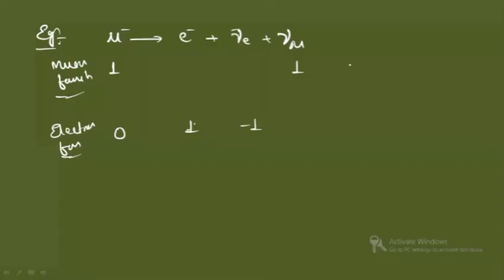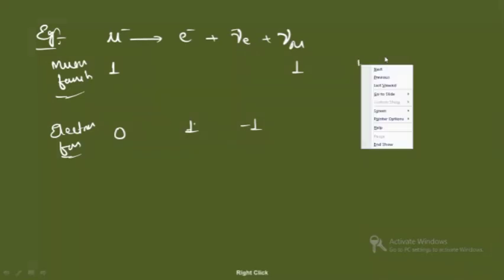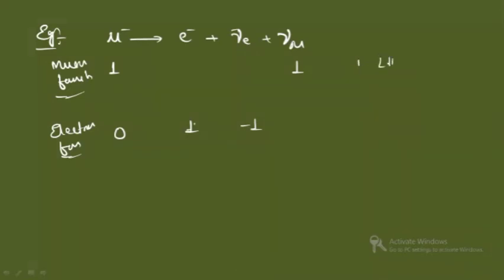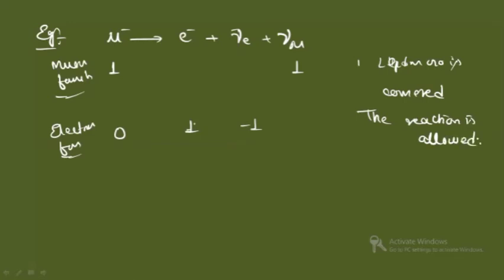All right, so if you see here, the lepton number is conserved for both the muon family and the electron family. Clear? So the reaction is allowed. So you write the reaction is allowed. Similarly, you can see some other reactions also.